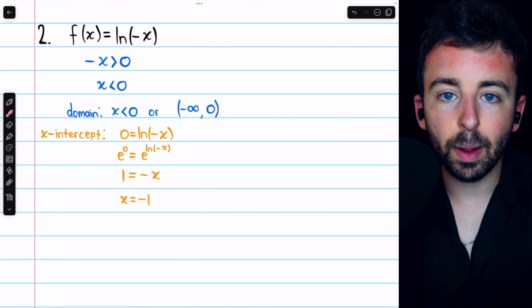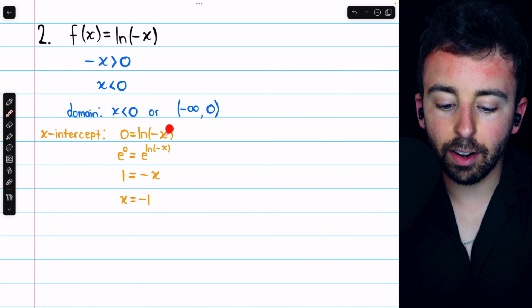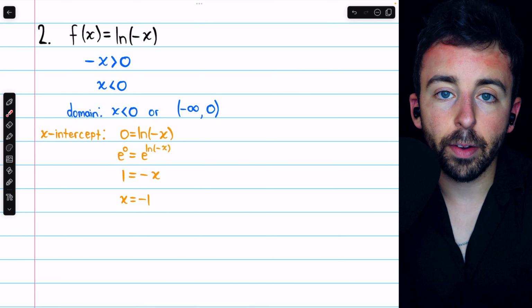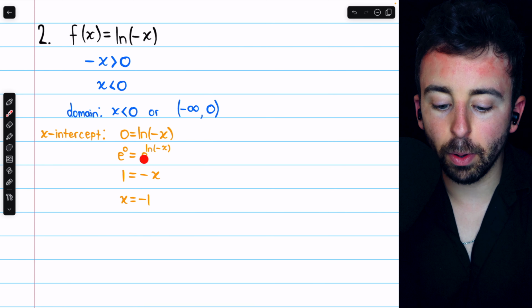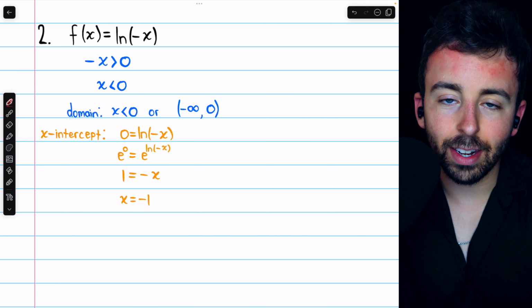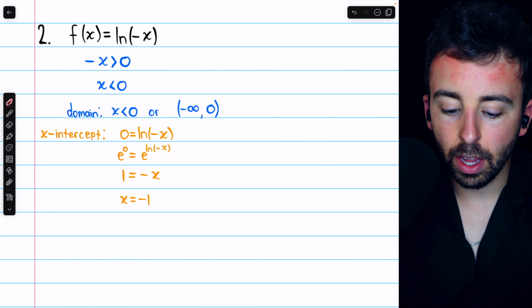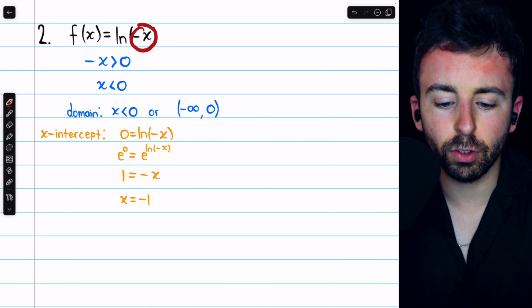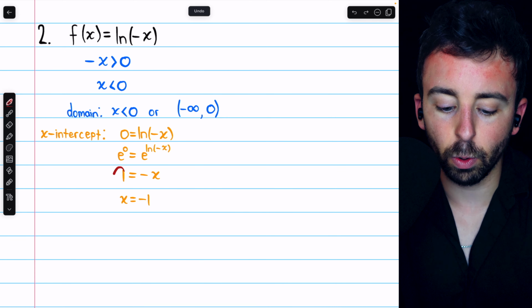For the x-intercept, we again take the function, ln of minus x, and set it equal to 0. Then just solve for x. You can exponentiate both sides to do this, or you could also say, we know that the natural log will be 0 when its argument is equal to 1. So you could just jump straight to setting the argument equal to 1.